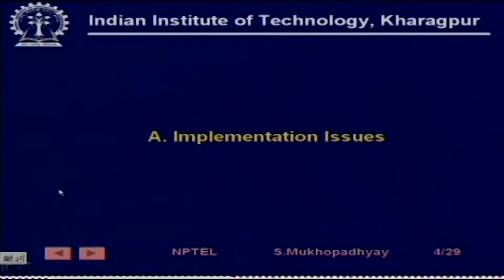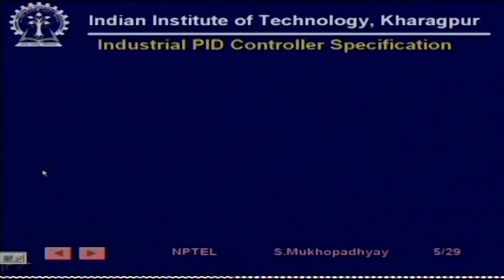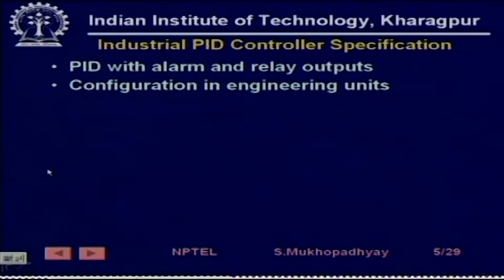So, let us begin with the implementation issues. Let us first look at an industrial PID controller specification. This is a very typical specification. This one is adapted from a Honeywell PID controller. Honeywell is a very standard company, very well known company in the field of process control. So, we have several features. First, it says that you have PID with alarm and relay outputs.